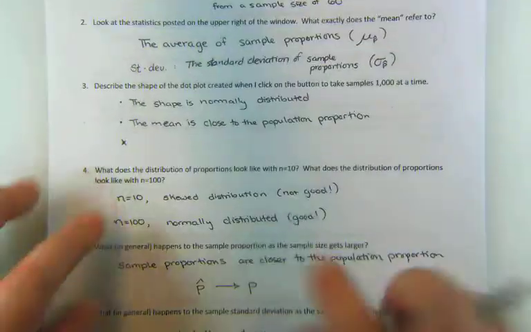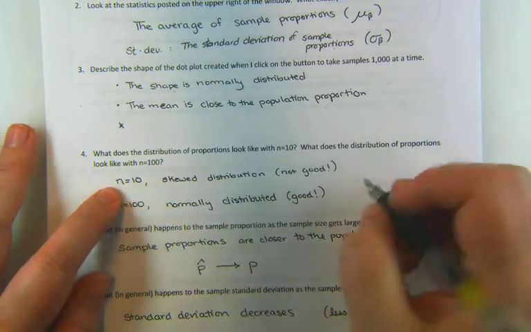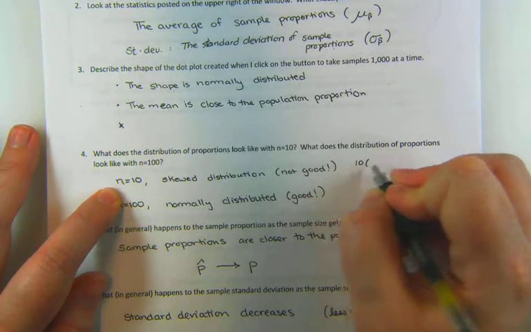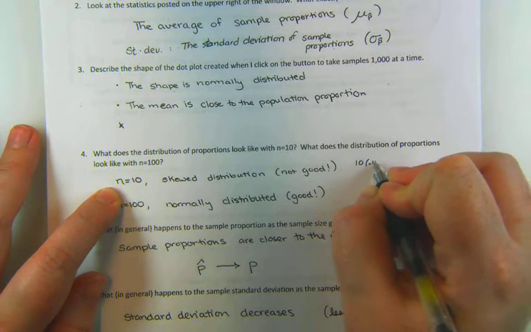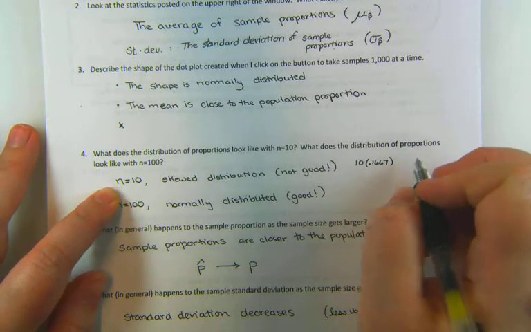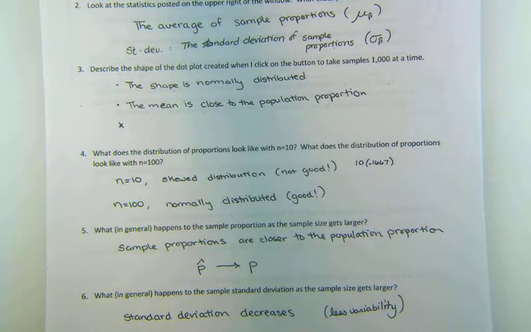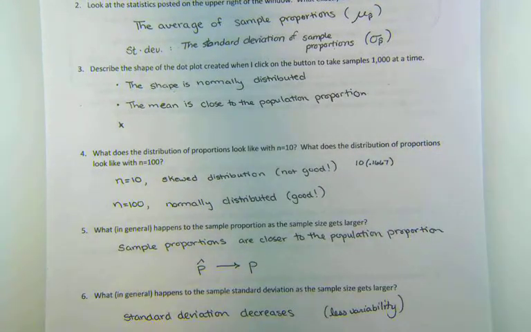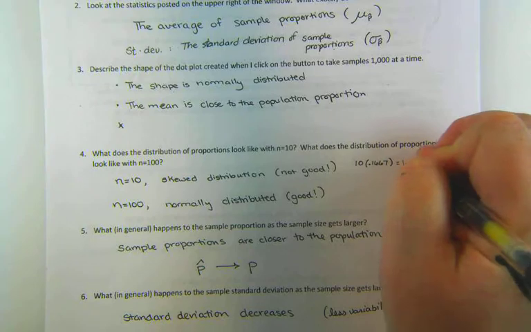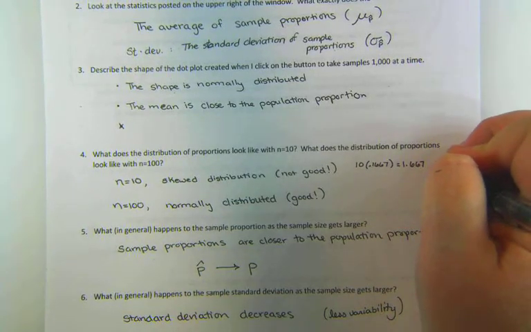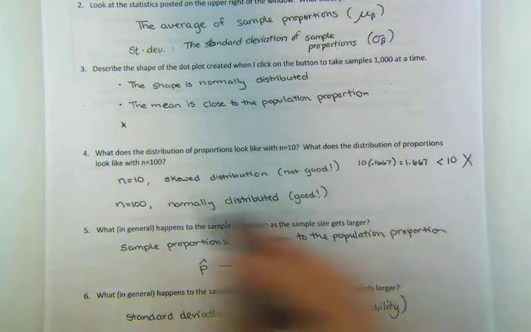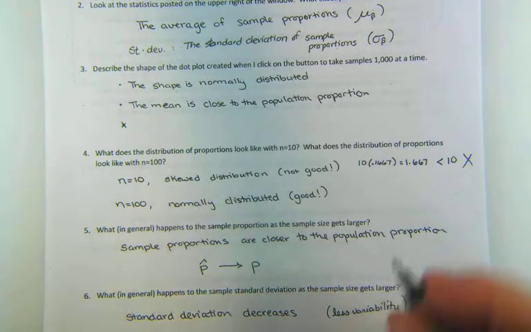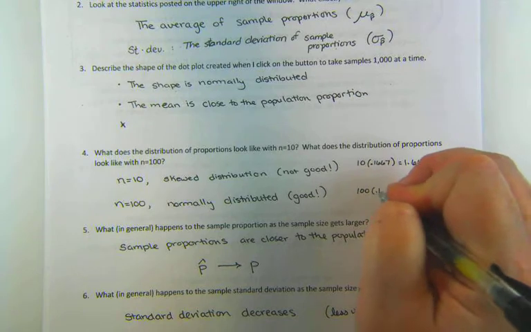So if we were checking conditions for this scenario, we'd be taking the sample size of 10 times 0.1667, and this would have been too small. This would give us 1.667, which is too small. That's less than 10, so that's where this fails, and that's why we see a skewed distribution.